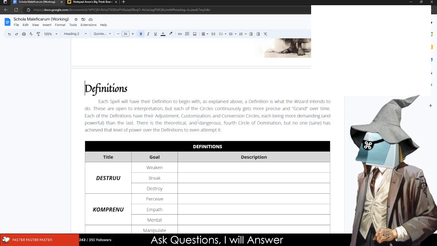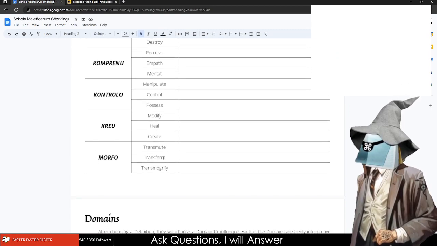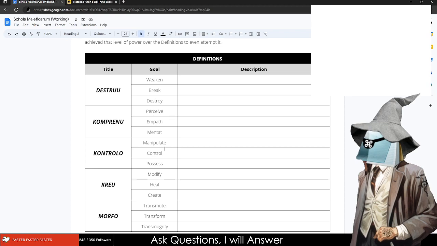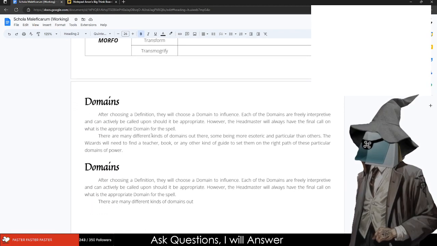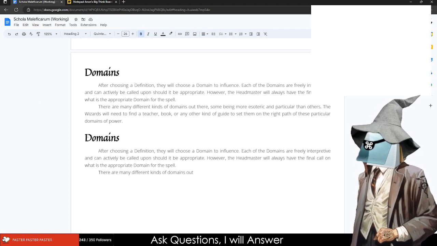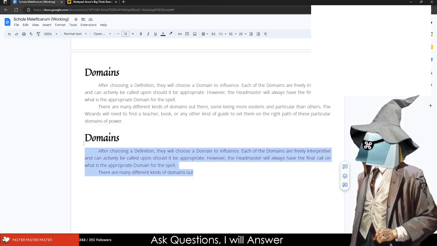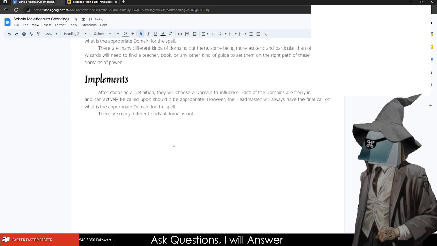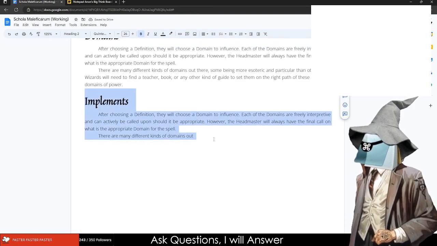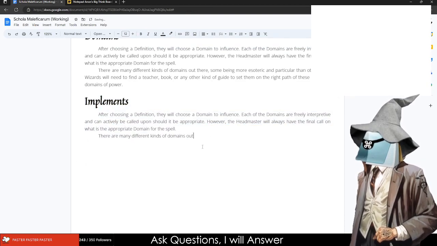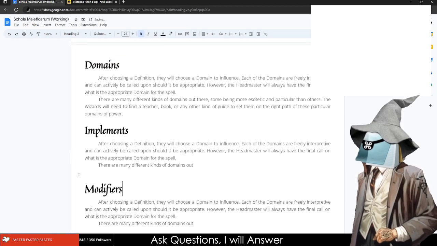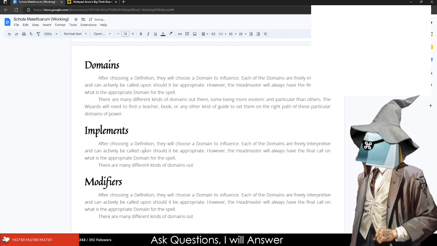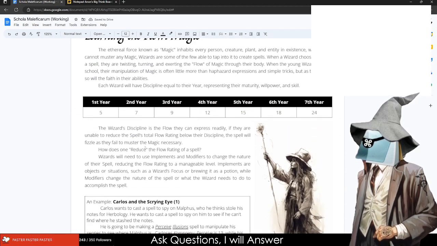If I scroll down here, as you can see, I put in the idea of definitions. I want to give a better description of each of these to give people a better idea of what the hell it actually is. Which is going to go into the idea of domains, which we're now going to talk about, implements. And then finally, one of the final things we're going to be talking about is modifiers, which combined together is going to form how to actually do magic.